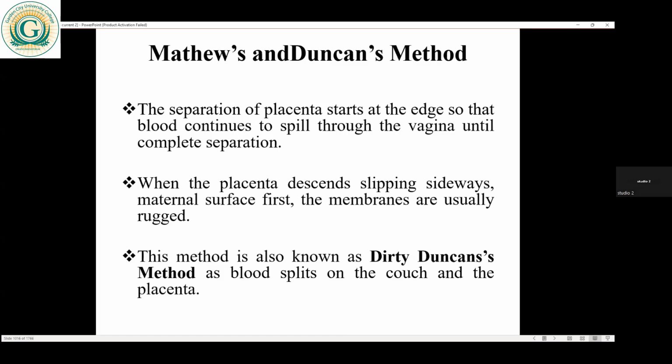So there are two methods of placental separation. In some mothers, the placenta separates in the Schultze form. In some mothers, the Matthews Duncan method. In the Matthews Duncan method, the woman bleeds right from the beginning. These are the differences.